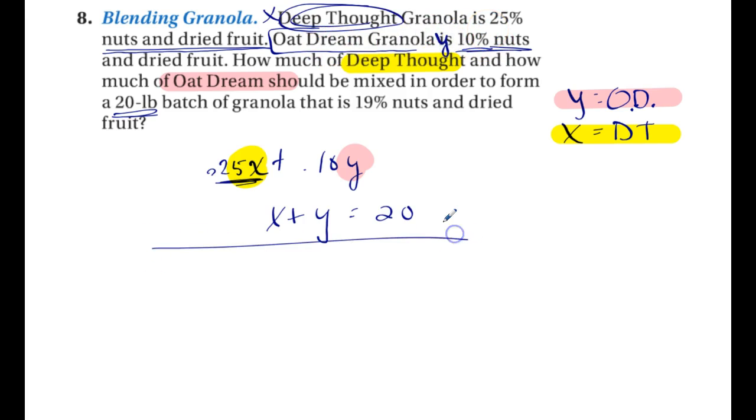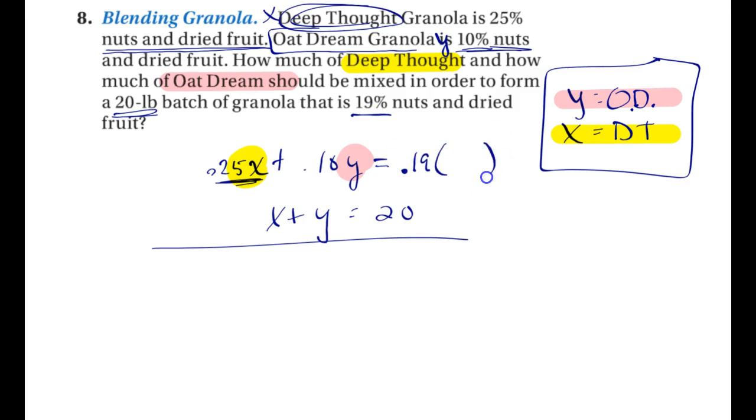I think I'm okay. I got confused with what I was finding over here, but I think I have the correct system. Well, I got to finish this out. 25% of the yellow plus 10% of the pink should equal 19% of the total pounds. And the total is right here. There's the 20 pounds. So again, you might want to multiply through by 100.